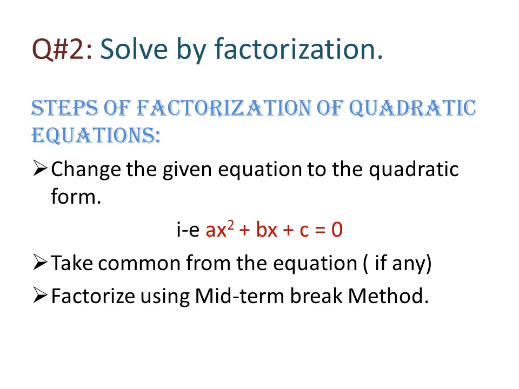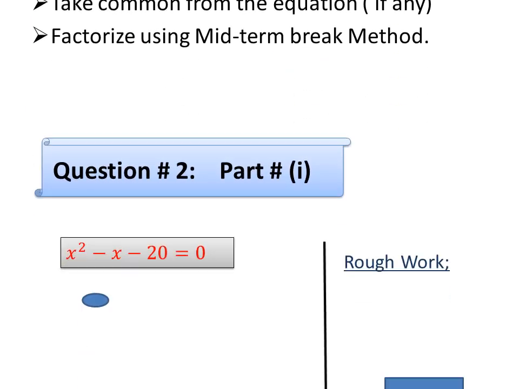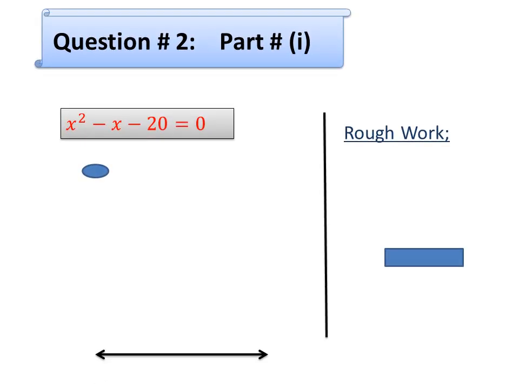So let's start part 1 of the question. Part 1 is x squared minus x minus 20 equals 0. We can see that the equation is already in the quadratic form, as we have the square term, the term with the power 1, and a constant term, 20. So first of all we will go to our working.